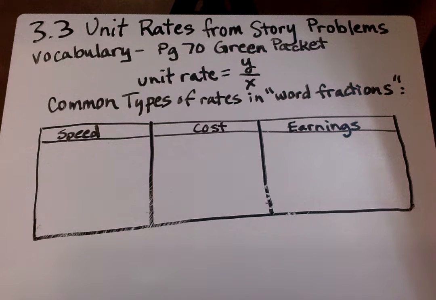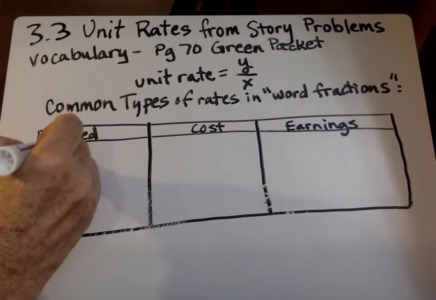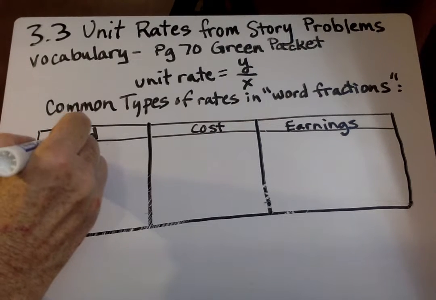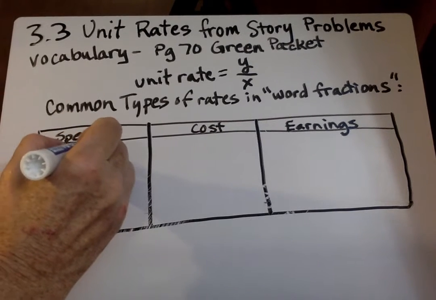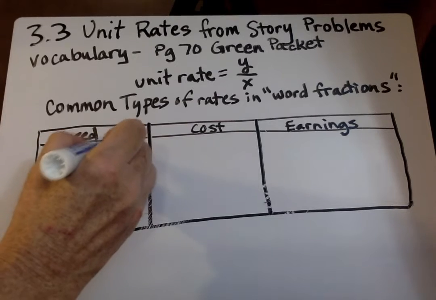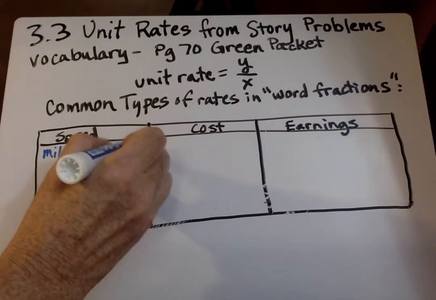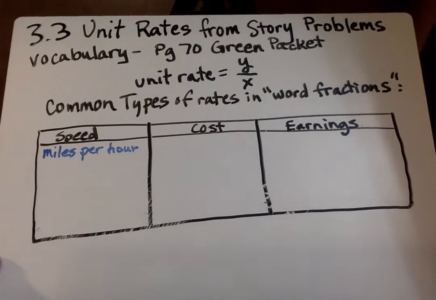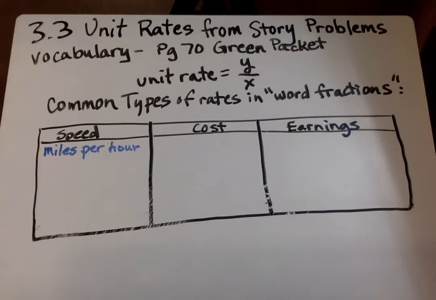So think about speed. What is the first thing that you come up with? Like maybe speeding in a car. That would be miles per hour. If you were in Canada, what would it be? Or in Europe, do you know what it would be? Okay, that would actually be kilometers per hour.